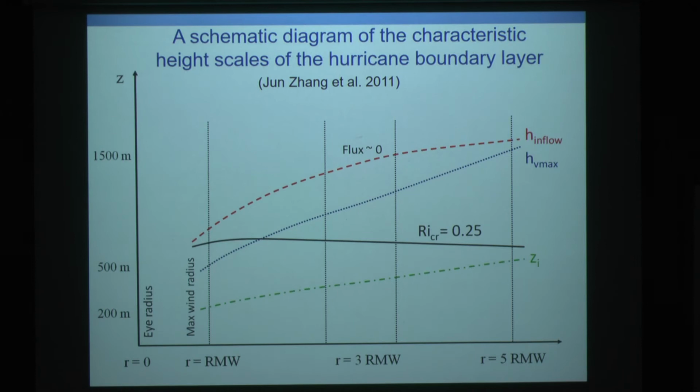So this is a schematic diagram summarizing the boundary layer height scales. For instance, we have the inflow layer depth and the height of maximum wind speed. Those are the kinematic boundary layer heights, and this is the thermodynamic boundary layer height. So the key finding from this study is that there's actually a separation between kinematic and thermodynamic boundary layer heights. And this is the critical Richardson number method, between these observed height scales.